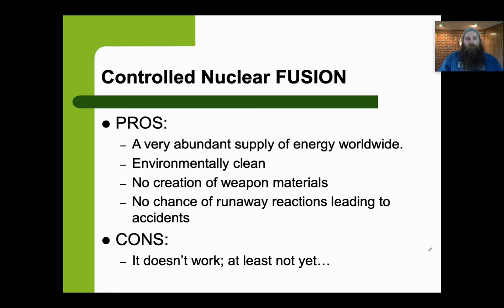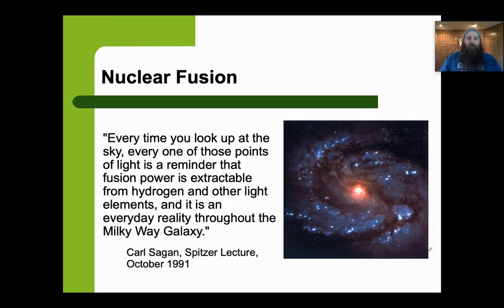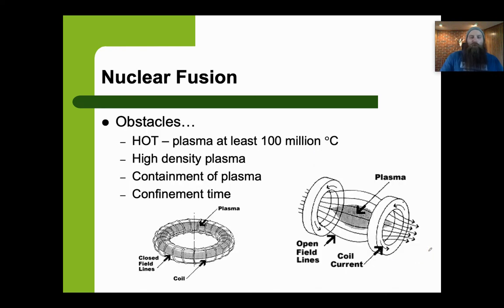One big problem with fusion, it doesn't work yet. We haven't made it work. Carl Sagan was a big fan of nuclear fusion. He had a Spitzer lecture on it. And the thing with nuclear fusion is it's hot. Plasma is really, really hot. In the core of the sun, it can get up to 100 million degrees Celsius.